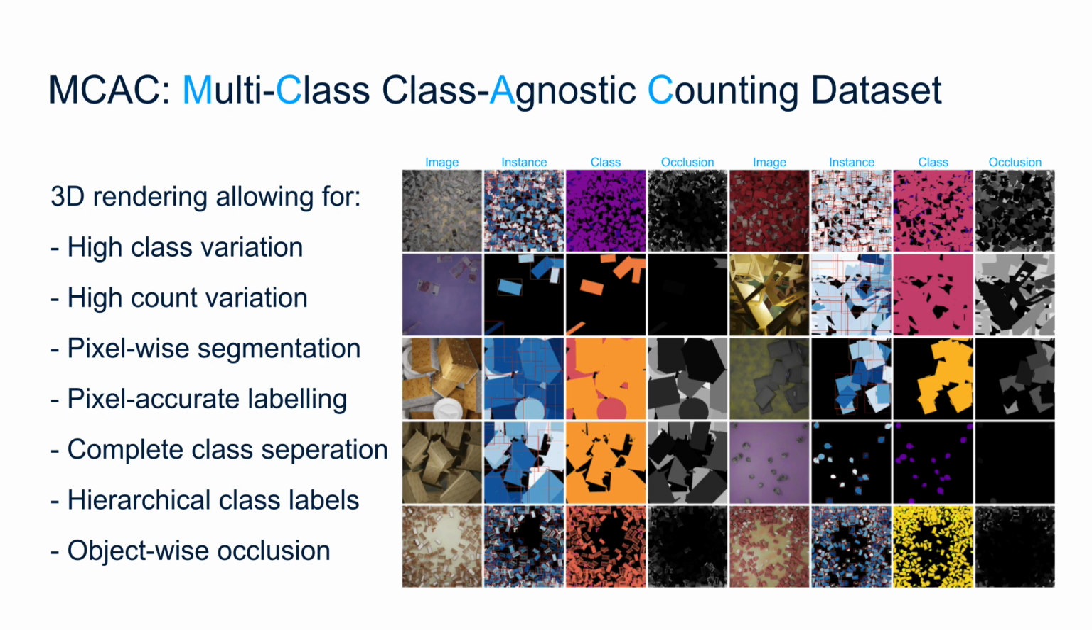MCAC is a 3D rendered synthetic dataset. This allowed us to gain accurate pixel-wise annotations, complete class hierarchies, and accurate measures of occlusions. We think the occlusion measurement is especially important as it allows you to precisely decide how much of an object is needed in a scene for it to be included in the count.